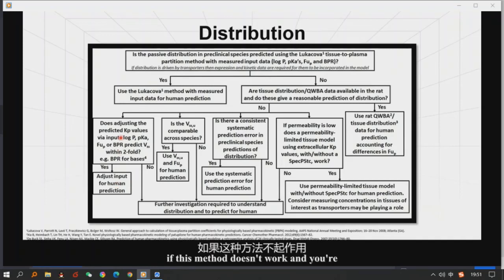If this method doesn't work and you're working with a permeability limited compound, then you may well end up down this part of the flow diagram here, where for permeability, you would be looking to see whether a specific PSTC, the permeability surface area product, could predict in the preclinical species. And then if it does, you would use that value to predict for human.